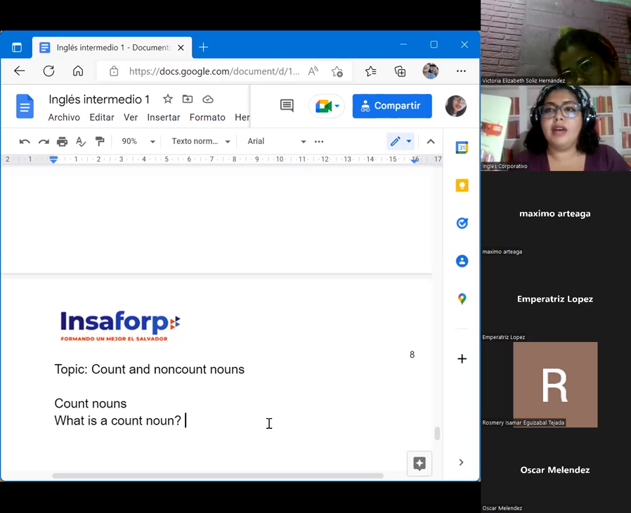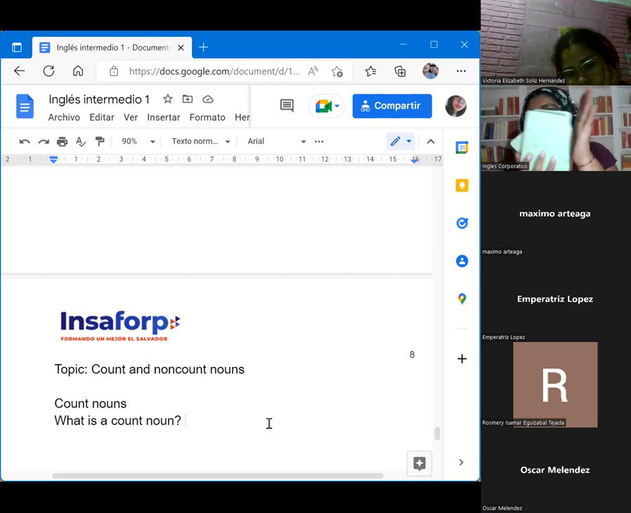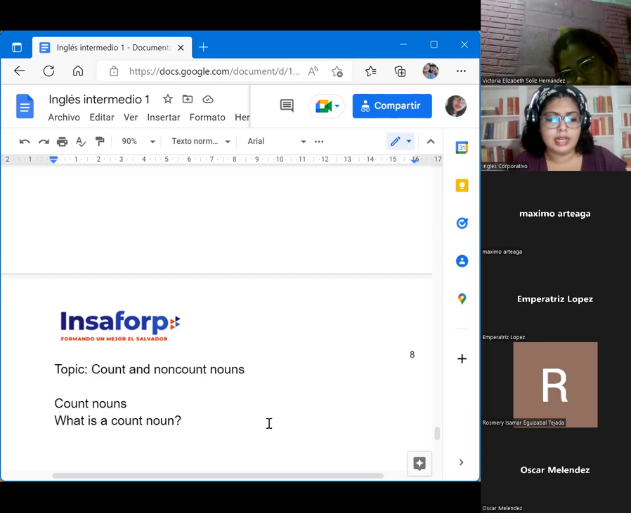And I know that I have 1, 2, 3, 4, and I can count because I am touching it, and I know how many I have in this group of cards. So in that case, when you have something physical that you can count, obviously it's a count noun. But now we are going to see more details about that topic.